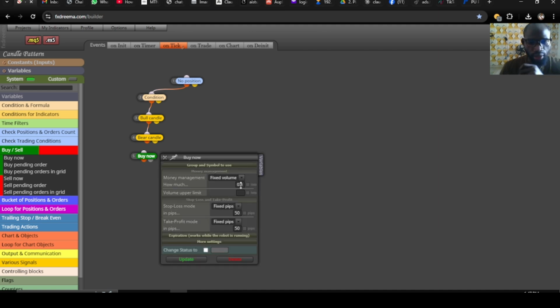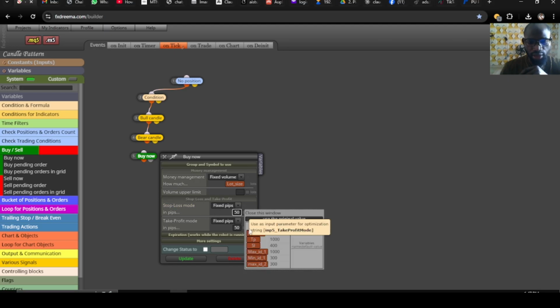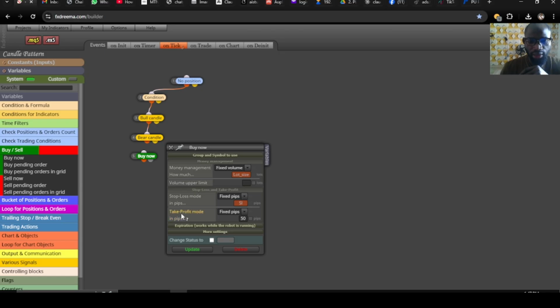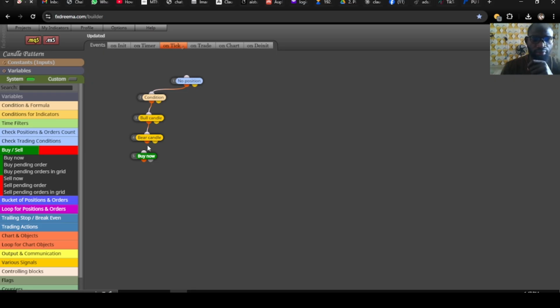Okay, so now let's change this. This is our lot size, so let's right click and select lot size. These are stop loss mode. Let's edit it and input our stop loss, which is 400 points. And these are take profit mode. Let's edit it and input our constants of 1000 points. Then we update. Okay, we link it together. Now we are done with the buying part.